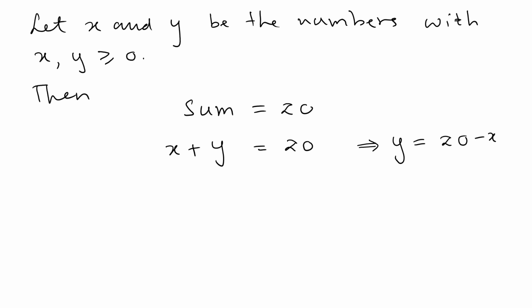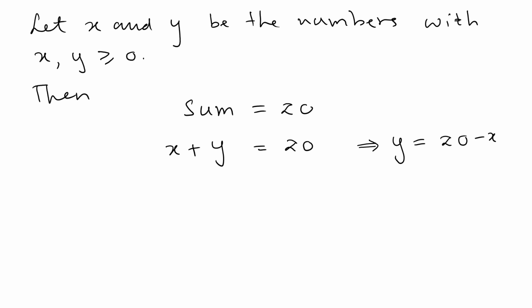An easy way to remember these kinds of things: if you move a term from one side to the other side, you switch the sign. If it is positive, it becomes negative. If it is negative, it becomes positive. So that's the easy way to do that. Okay, so we have this now.